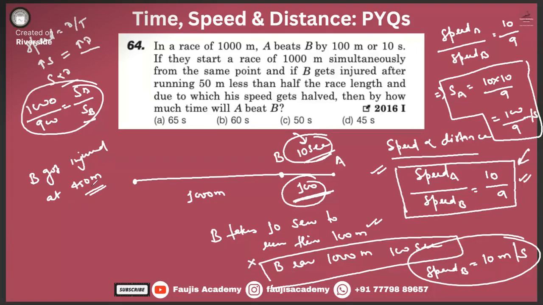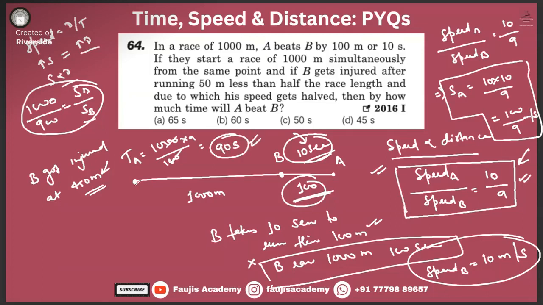So B has got injured at 450 meters, and his speed has got halved. Look, A will take how much time? Time of A is equal to distance by speed. How much is his speed? 100 by 9. That means 90 seconds he will take to reach.